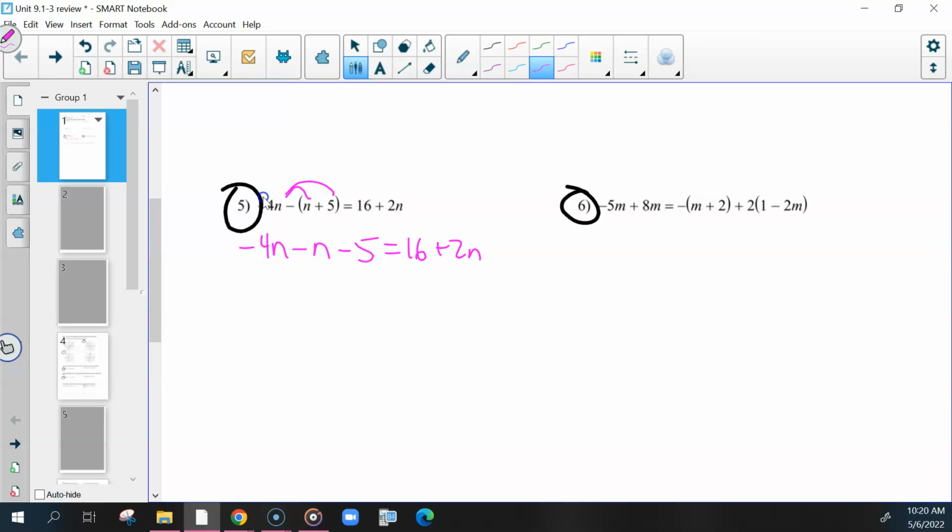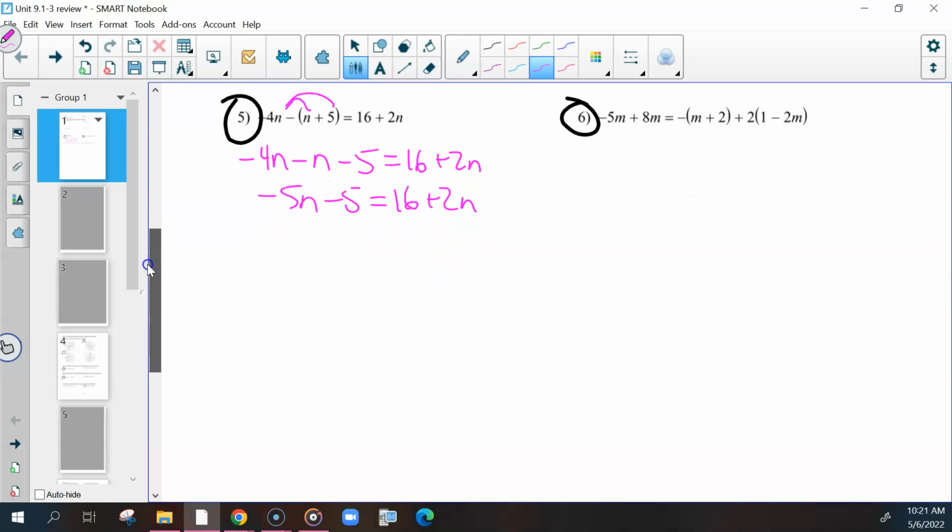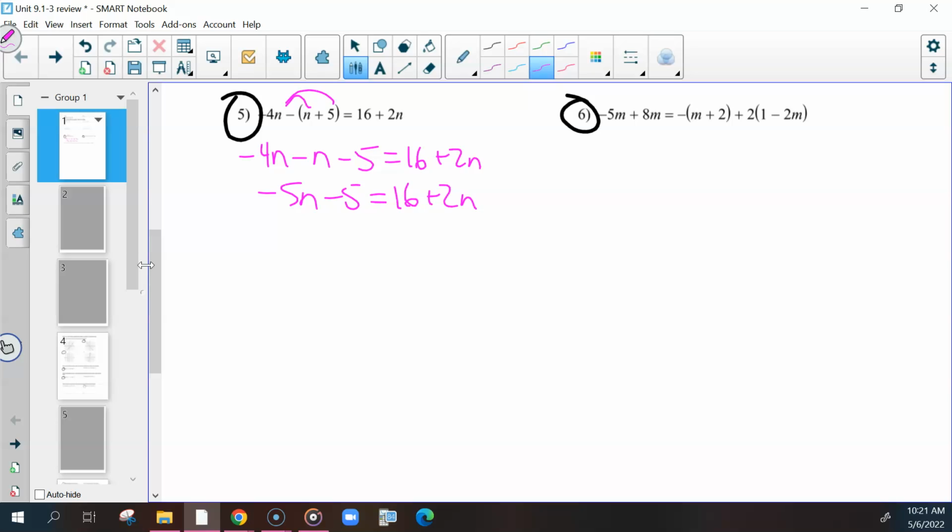Yes. So these two would be -5n minus 5. Then you have choices. You can move whichever n you want to the other side and whichever constant you want to the other side. It does not matter which one. Which one do we want to move first? Anyone?